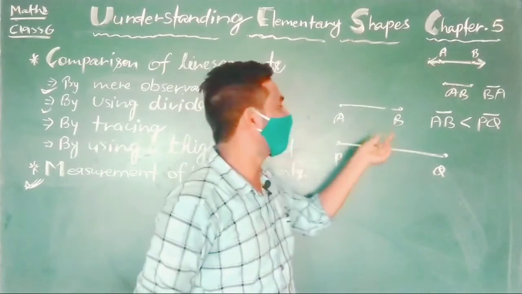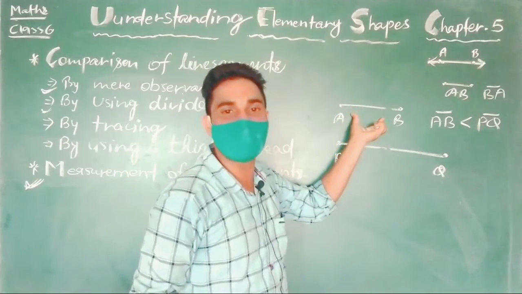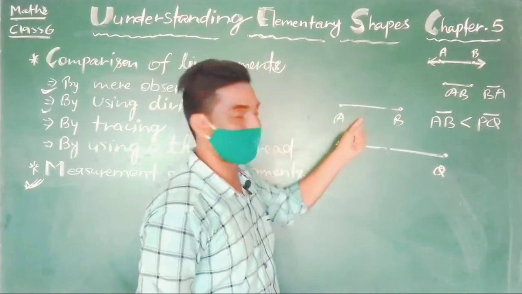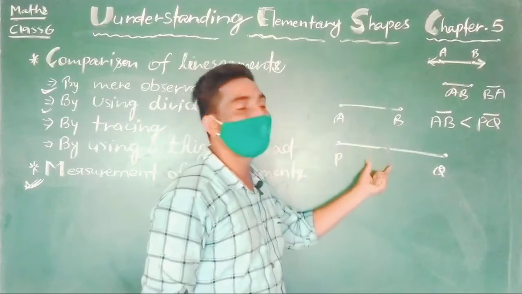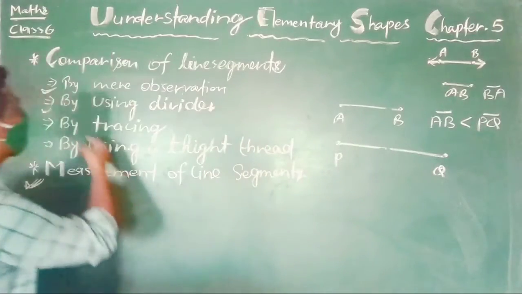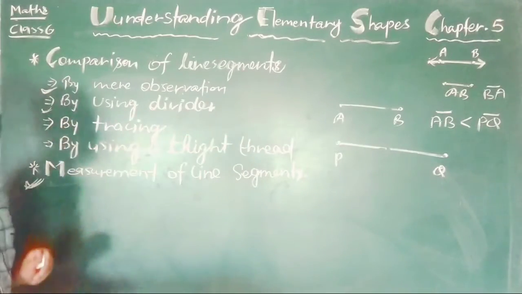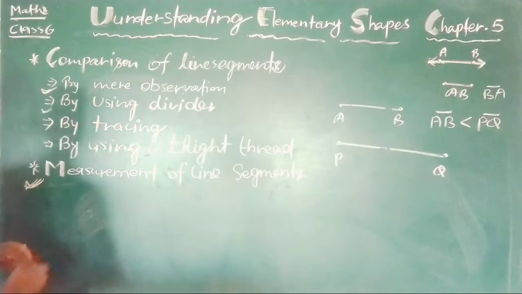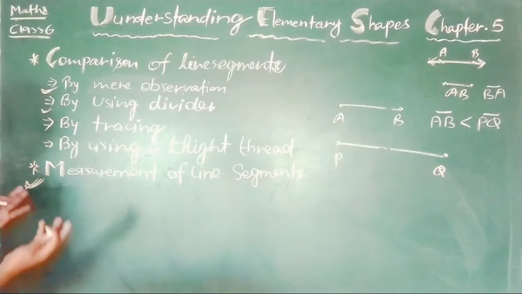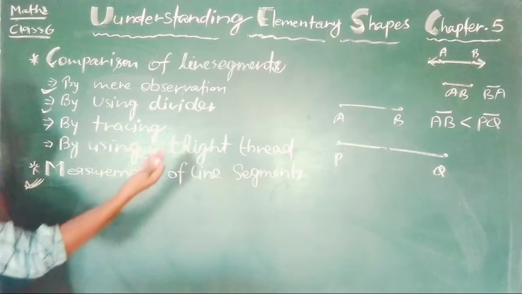So by the divider also we can practically measure the length. Accurate length we cannot measure. What is the length of this AB? I cannot say right now. But we can compare: AB is smaller than this PQ. By using the divider we can tell others what is the position of AB with respect to PQ.